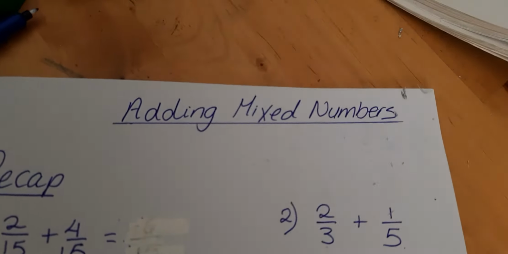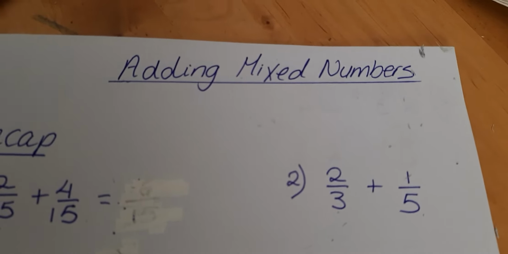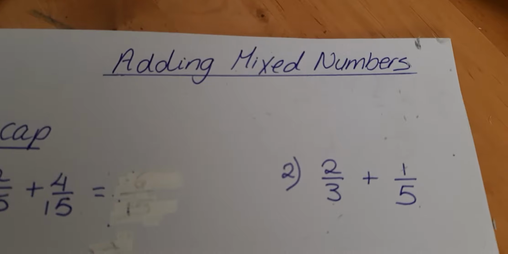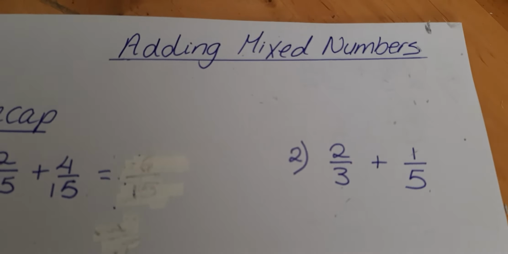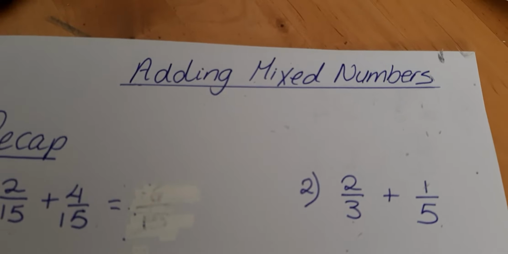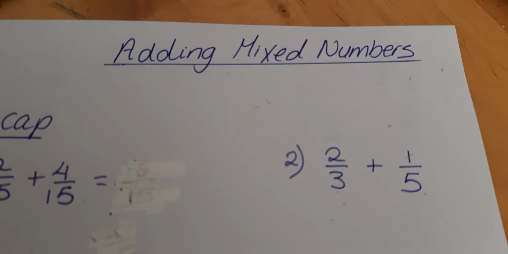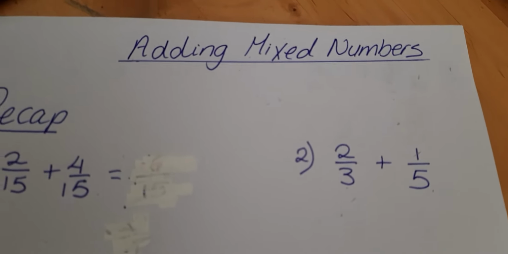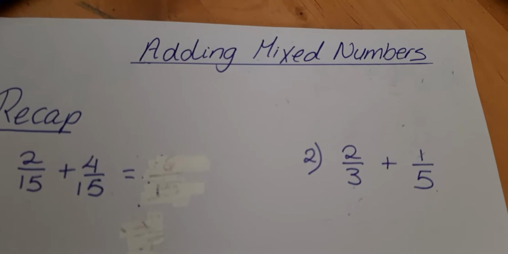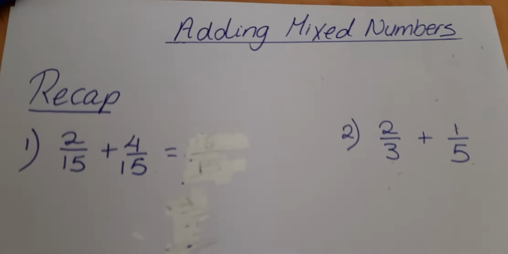We have already seen how to add fractions, and today we're going to look at adding fractions that also include mixed numbers, so where you have a whole number and a fraction together. Okay, we'll have a quick recap. We'll have a quick look at how we add the basic fractions that we have been doing so far, and then we will move on to how we would add fractions that include mixed numbers.